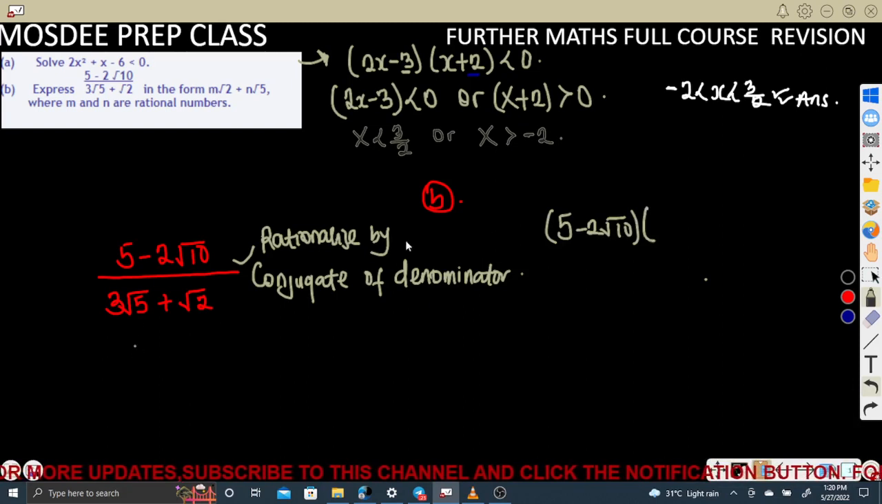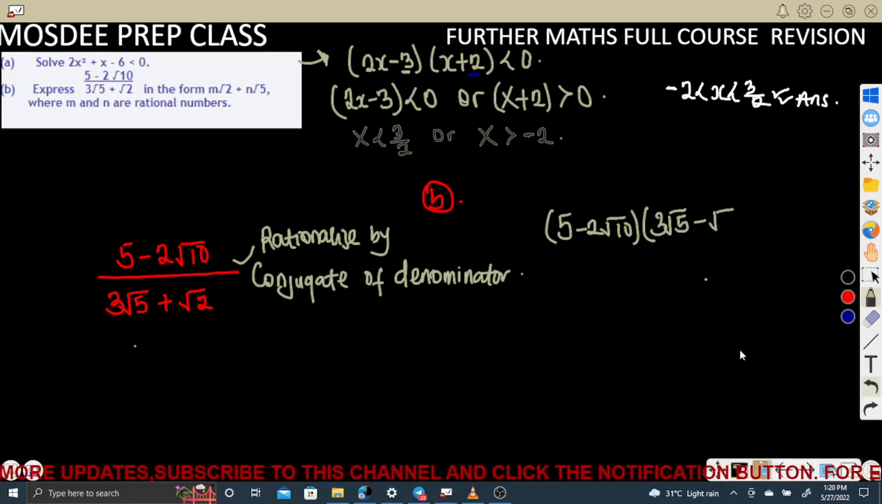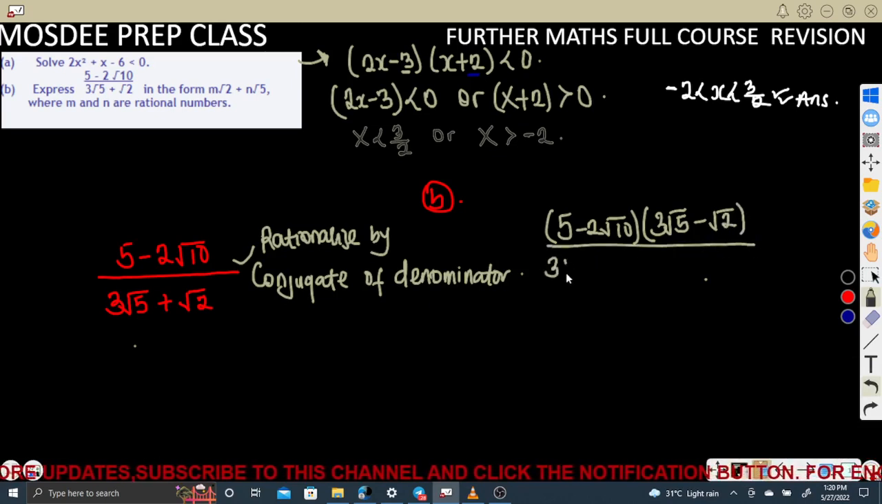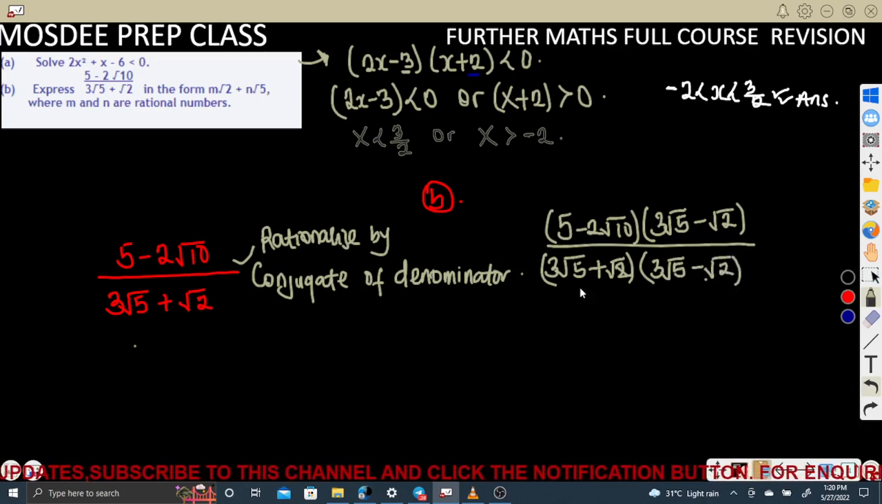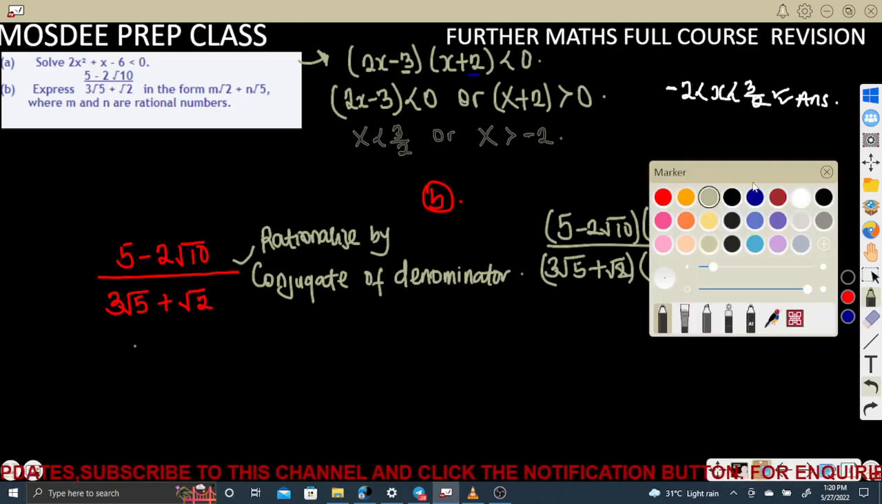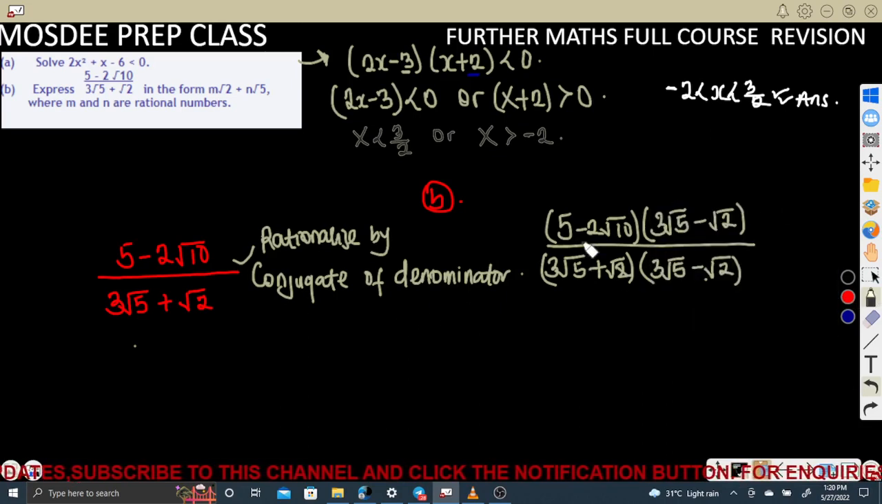The conjugate is 3 root 5 minus root 2, divided by 3 root 5 plus root 2, which was the initial value. Then the conjugate is 3 root 5 minus root 2. On simplifying, this is more like the difference of two squares, which is another thing teachers should focus on, for students not to waste their time on expansion of sorts. So simplifying this, how to expand, you just FOIL it out.